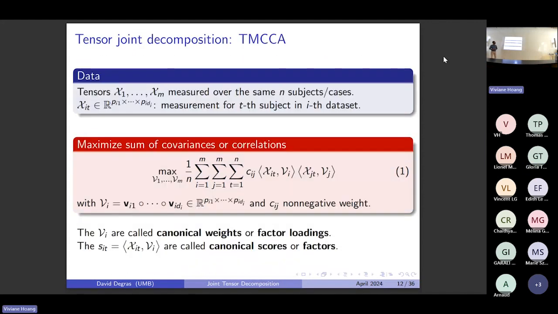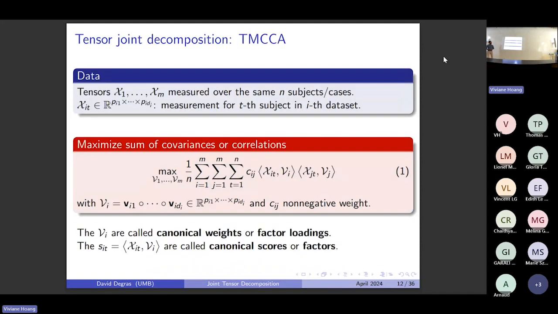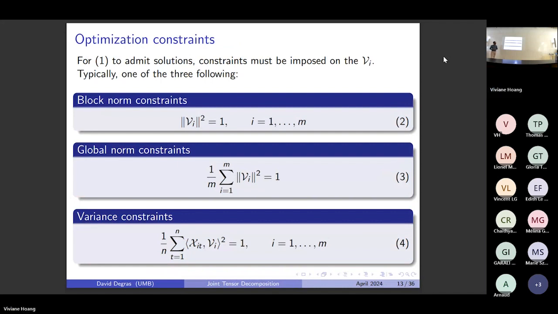All right, so this problem will not have a solution if I do not put constraints on the variables. So natural constraints would be, say, that I want my tensors to have norm 1, in which case what you'll be doing is maximizing the sum of covariances in pairs of data sets. You can generalize that and say, okay, I don't want norm 1 for each data set, but just on average. That gives something much more flexible that could possibly give more importance to some data sets, less to others.